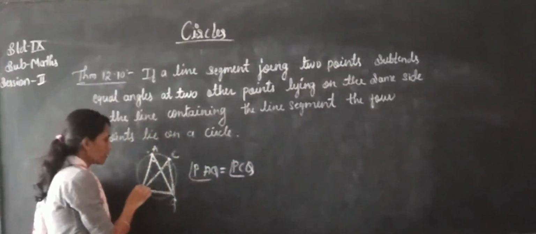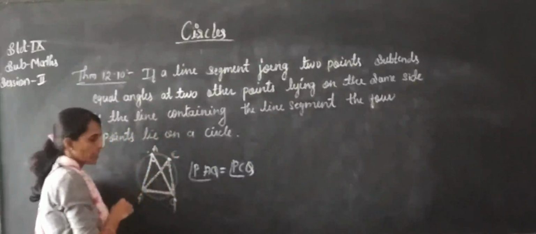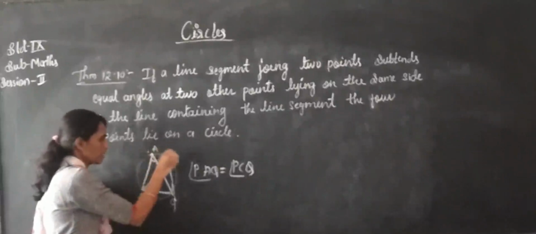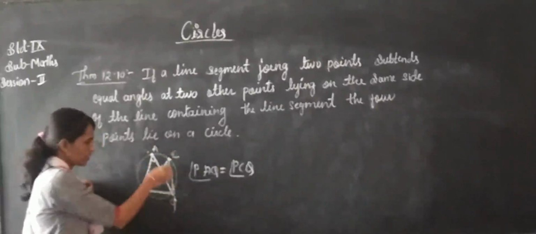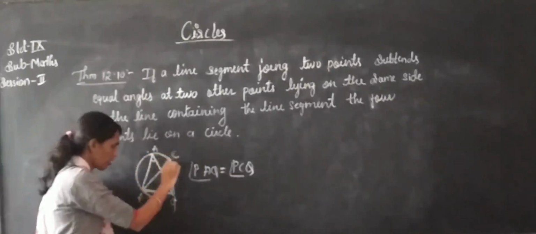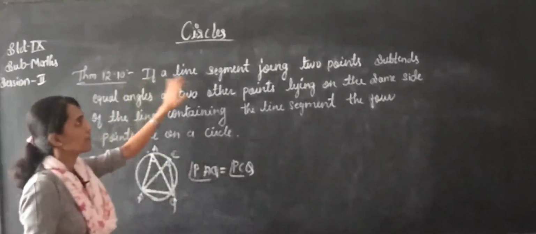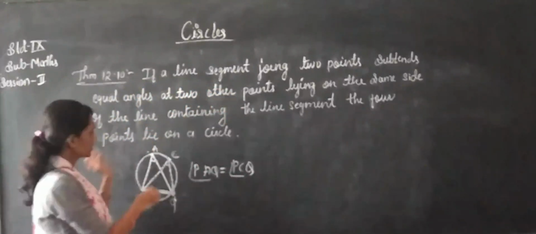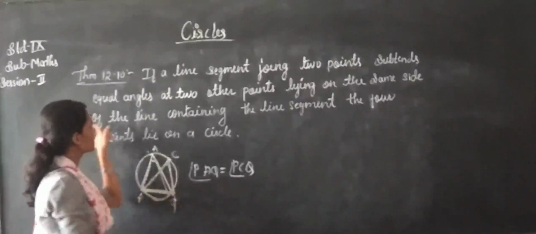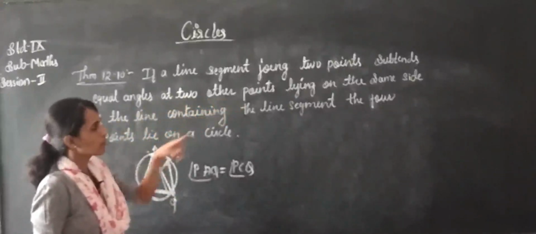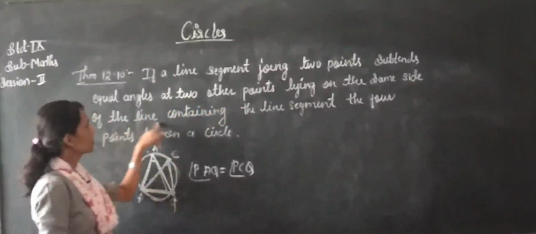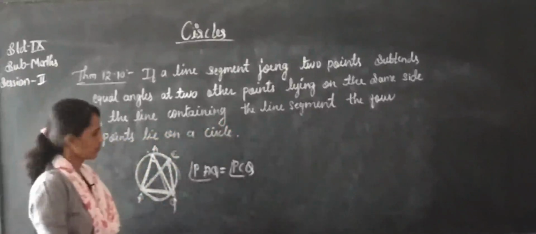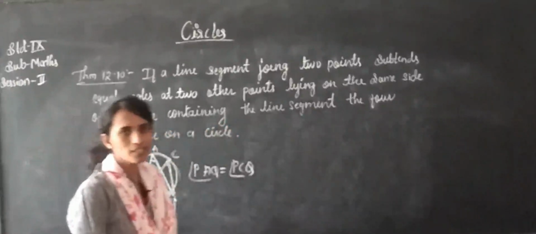So if angle PAQ and angle PCQ are equal, and PQ is any line segment, then all 4 points A, C, P, Q will lie on a circle. The line segment joining 2 points subtends equal angles at 2 other points lying on the same side of the line containing the line segment, so the 4 points will lie on the same circle.